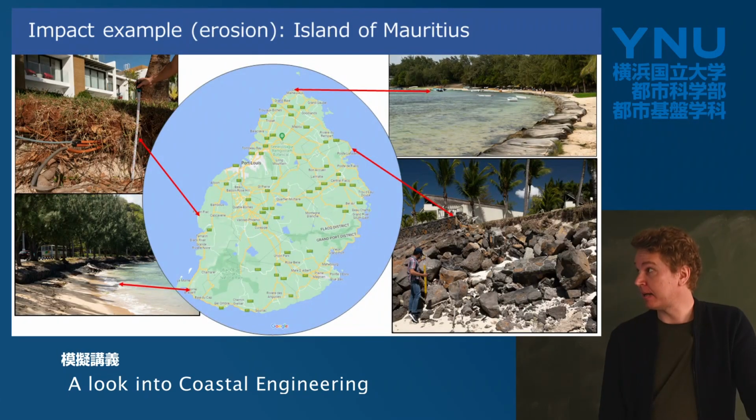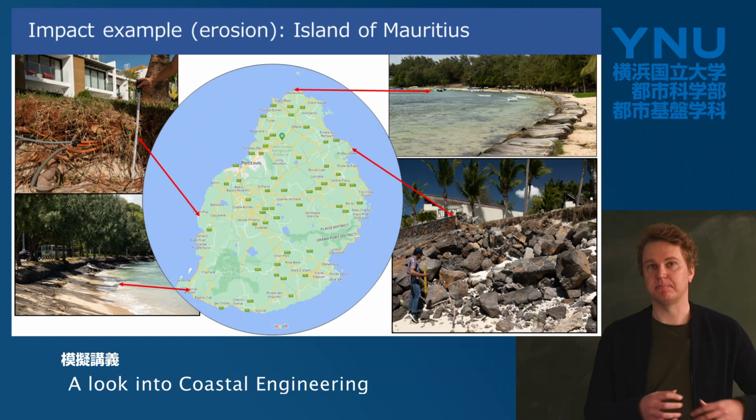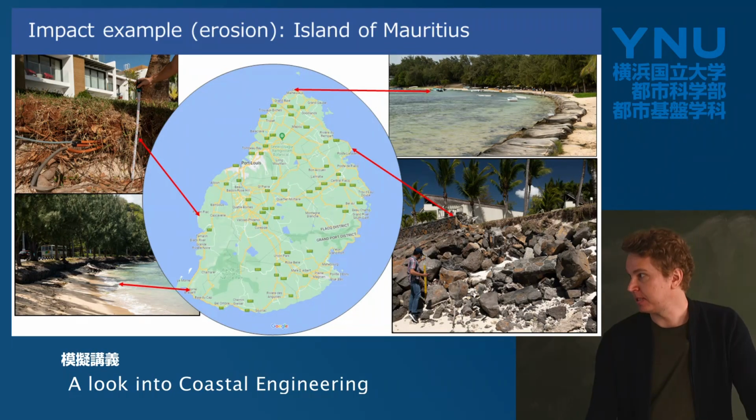Another example is the island of Mauritius. This is in East Africa, and this one is also experiencing a lot of coastal erosion problems, and these are becoming recently even more serious. And from this map, you can see that it doesn't matter what location you are in on the island. Is it north, south, west, or east? All over the place, there are different erosion problems happening faster and faster as well.